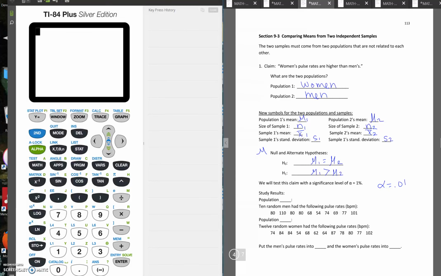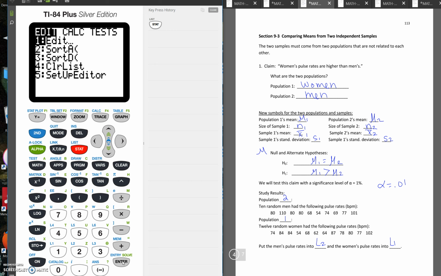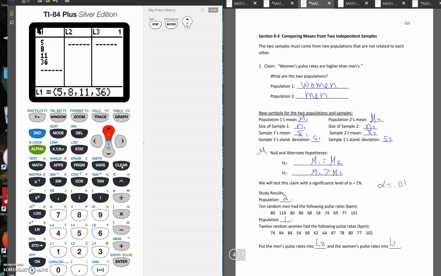We want to make sure we label everything consistently. Here we have men's pulse rates, so those are going to be population 2, and here we have women's pulse rates, so that's population 1. We're going to put population 2, the men's, into L2 and the women's into L1. You're going to go to stat and edit, clear anything that you have in there, and put those in. I also recommend that you pause the video right now and put them in your calculator.